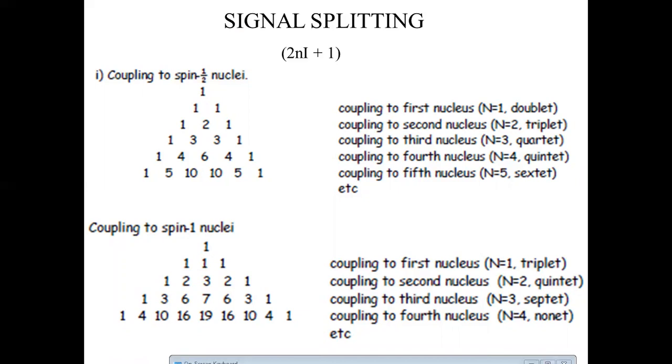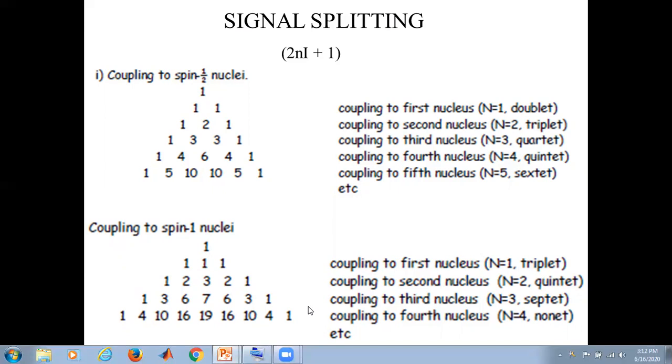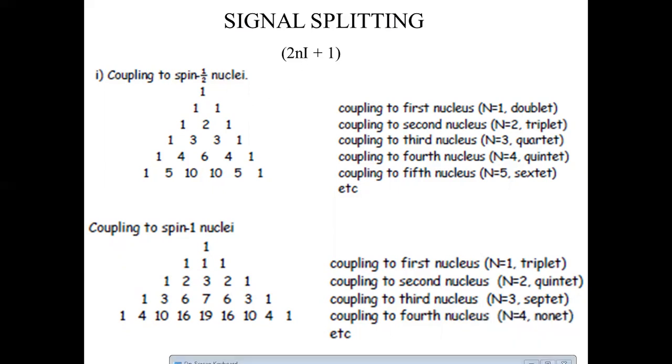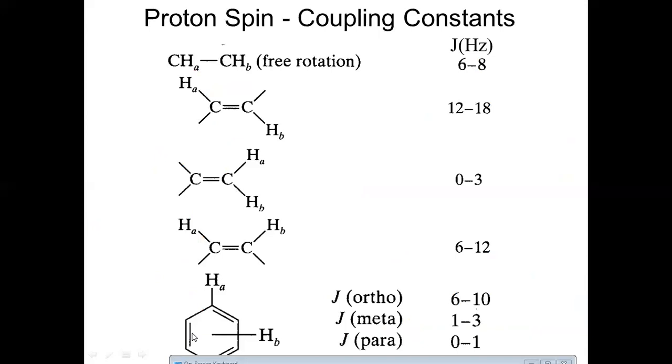But if you want to know the characteristic of the neighboring group, then you have to look into the spin splitting. If you see here, the signal splitting formula is 2nI plus 1, where I for proton is equal to half. So depending upon the number of protons, you may have a singlet, doublet, triplet, quartet, and these are the intensity ratios. When you have coupling due to the spin I equal to 1 value, then you have this kind of splitting pattern, and this is the intensity ratio.